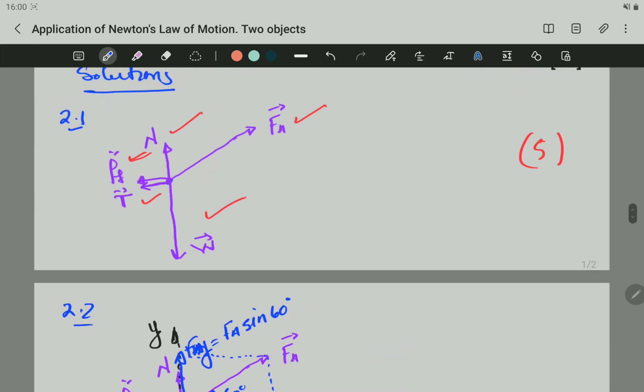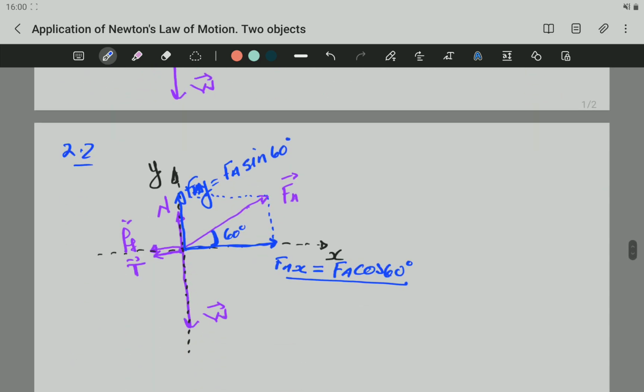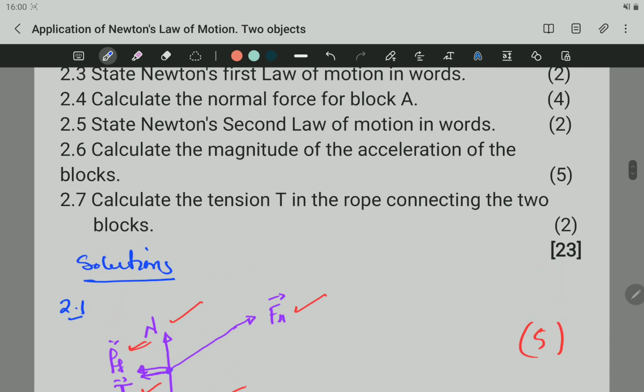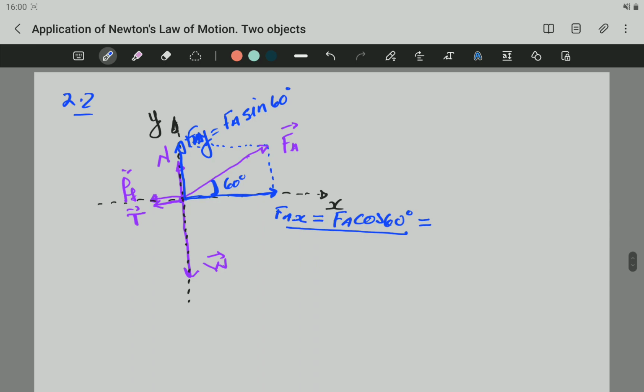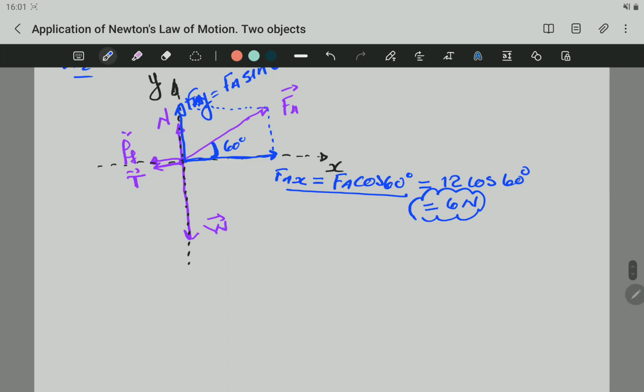In question 2.2, they are just asking you to calculate the magnitude of the horizontal component of the applied force. In other words, they want to know the applied force in x. If we substitute, the applied force is 12 Newton, which is given, multiplied by cosine of 60 degrees. When you calculate, the answer is 6 Newton. So that is the horizontal component of the applied force. This question had 3 marks: 1 for writing the formula, 1 for the substitution, 1 for the answer.